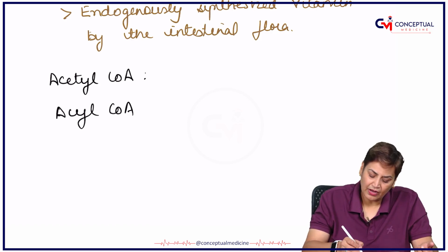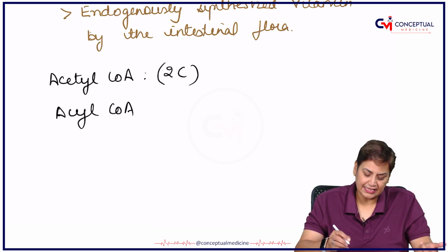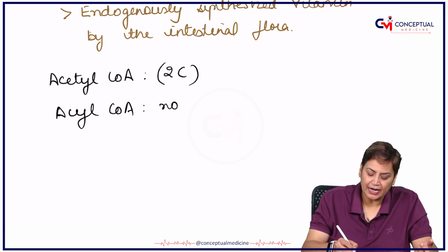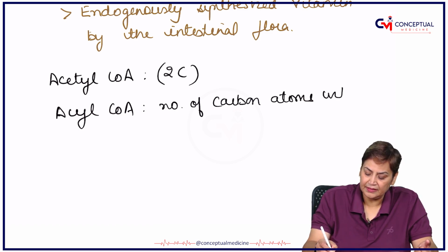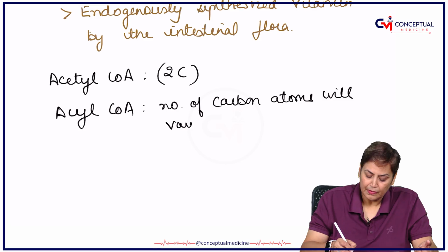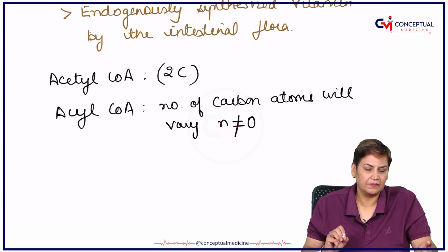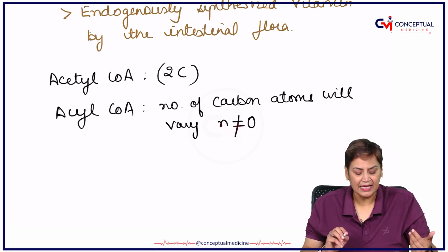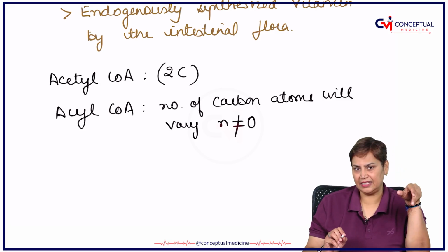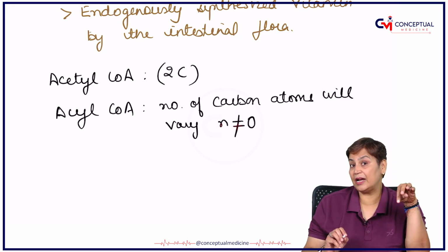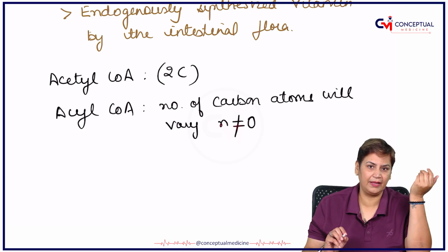In acetyl, the number of carbon atoms is always 2. In acyl coenzyme A, the number of carbon atoms may vary, where n will not be equal to 0. So in general we will call them acyl-CoA, or if it has 2 carbon atoms it is acetyl coenzyme A. If it has 3 carbon atoms it becomes propionyl coenzyme A.